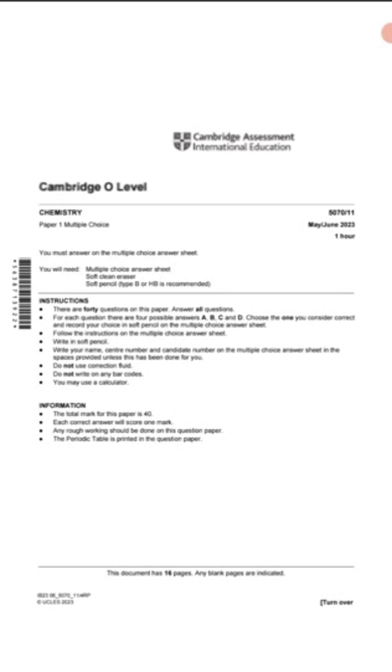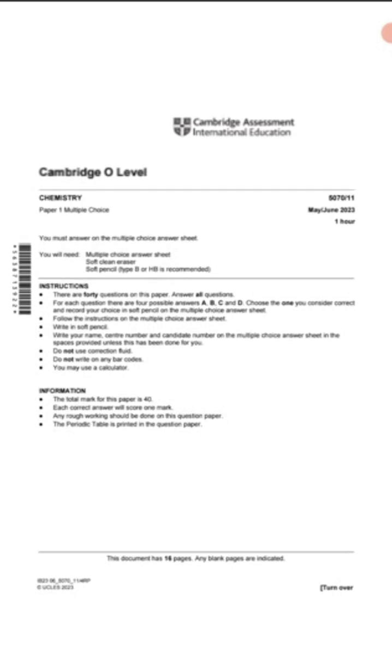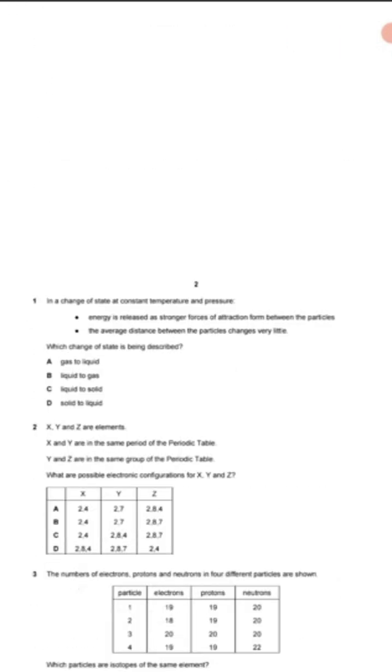So here we are starting this session of chemistry paper solving of Cambridge level. And first we are doing May-June 2023 paper 1 variant 1. So here we have the first question. In a change of state, constant temperature and pressure, and the options are given. What will happen at constant temperature and pressure?